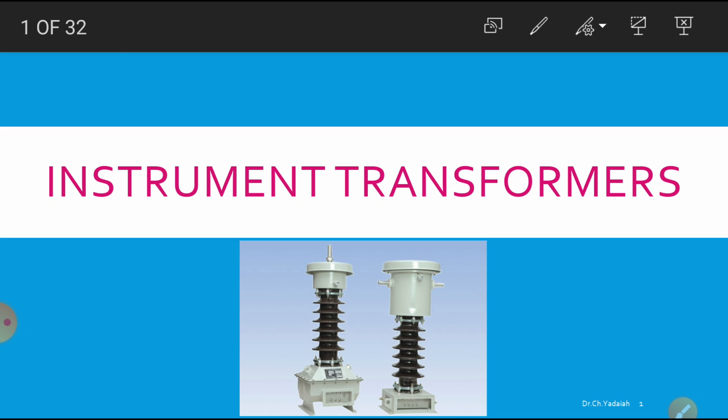Already you have seen what we mean by the transformer: two winding transformer, auto transformer, generally used in our laboratories and in electrical fields. The same principles can be used in our measuring and protective purpose in our electrical field. So, we are going to use CTs and PTs.